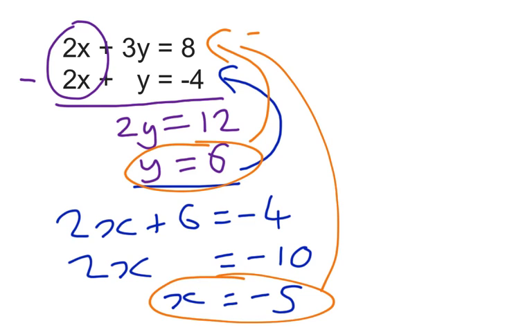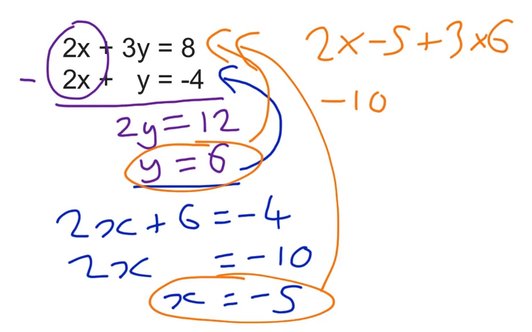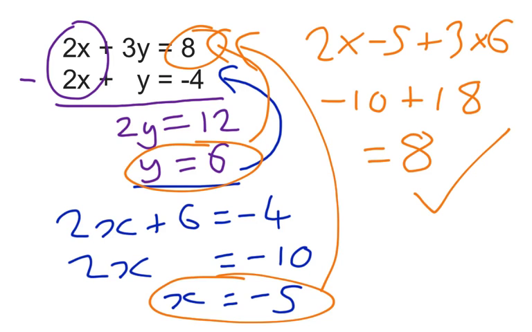Substitute these both into here for our final step, the check. 2x, well, 2 times by minus 5, plus 3 times by 6. 2 times by minus 5 is minus 10. 3 times by 6 is 18. Minus 10 plus 18 is equal to 8, which is what we wanted, so we've got it right. We've checked our answer, so we know that is right.